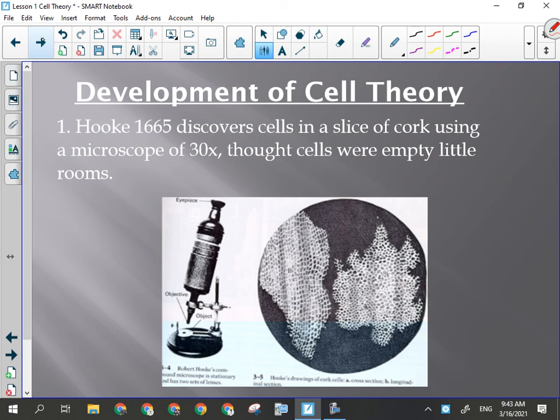So they appeared hollow, right? Like rooms in a prison. They don't have very much in them. They're empty little rooms. So he called them cells.